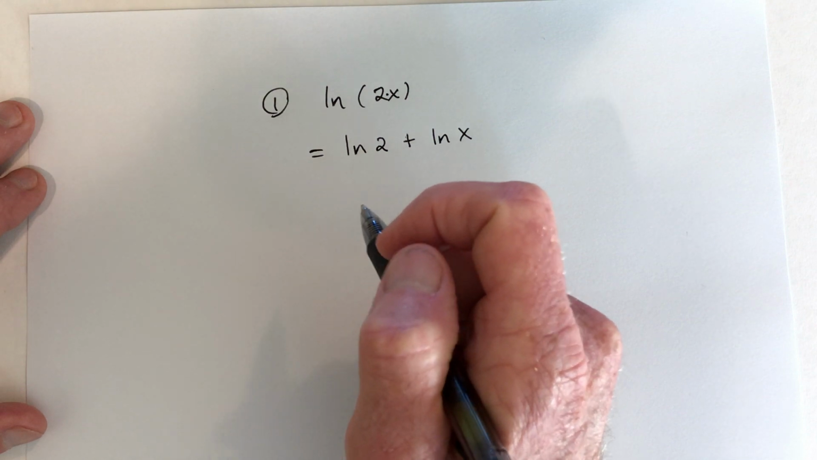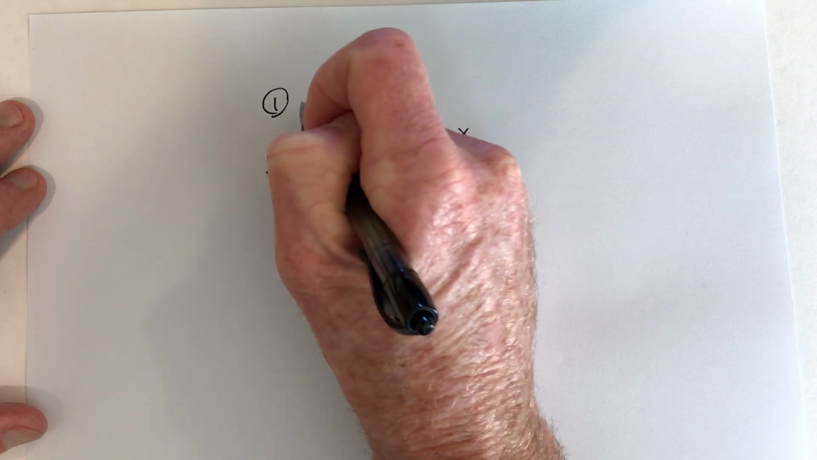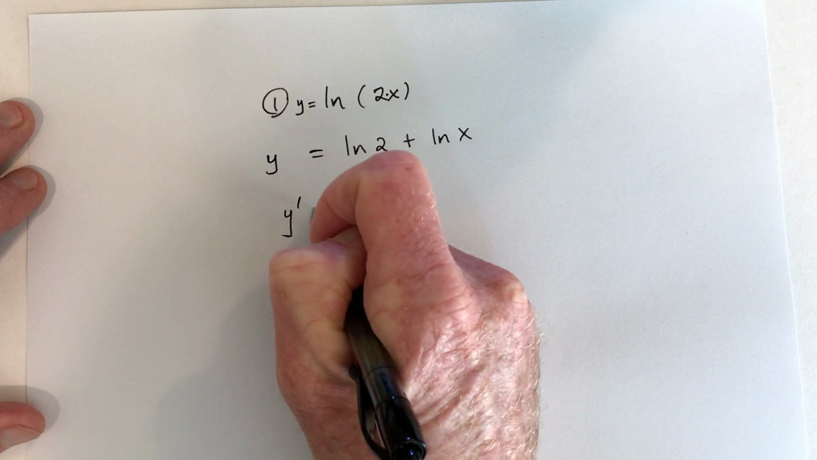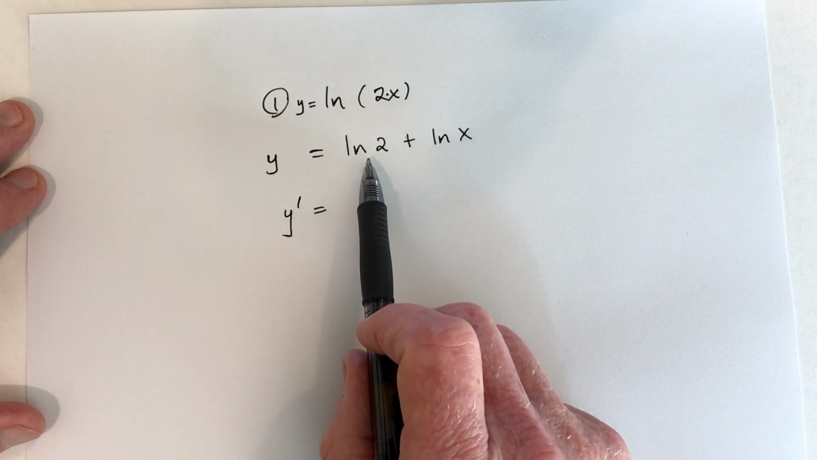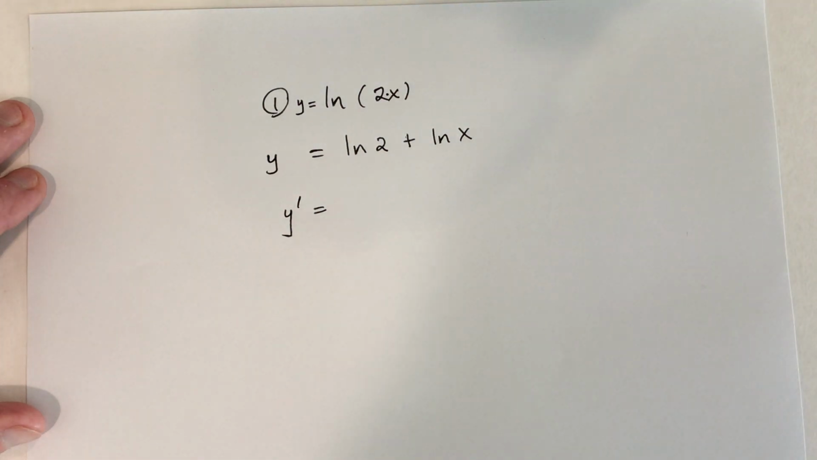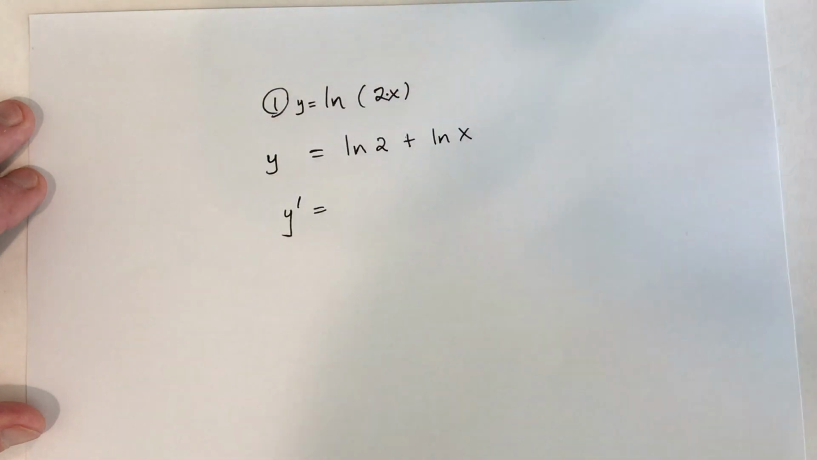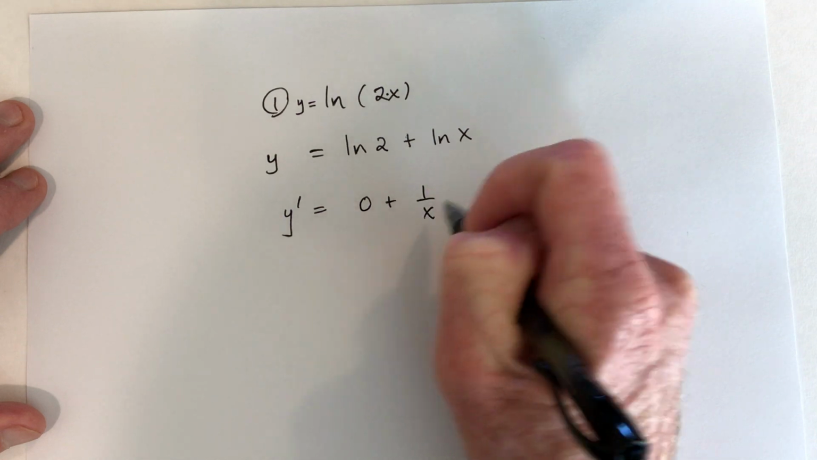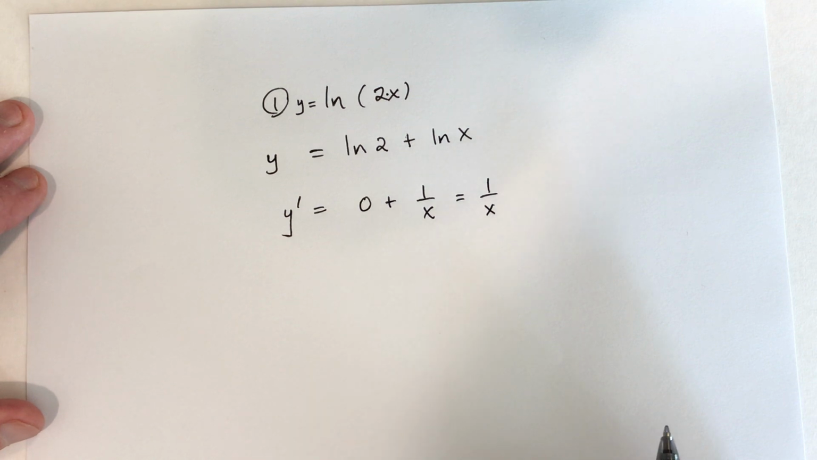And then when you take the derivative, so let me just say this is the function y equals, I should have said that at the beginning, there we go. Then the derivative. Well, natural log of 2 is just a number, so the derivative of just a constant is 0. Like I have stored in my memory right here, the derivative of a constant is 0. So 0 plus, and then this is 1 over x. So that means that the answer is just 1 over x. Okay, that one's done.